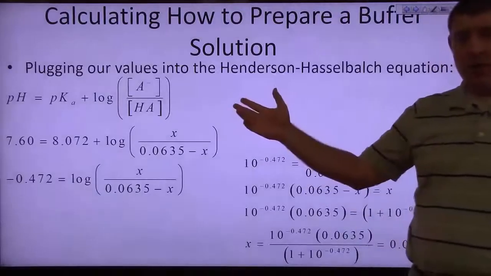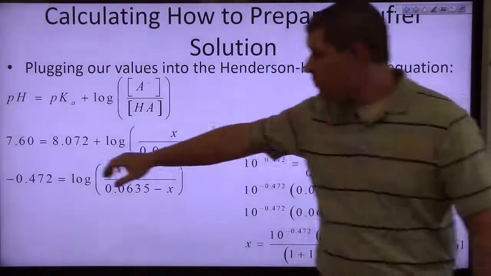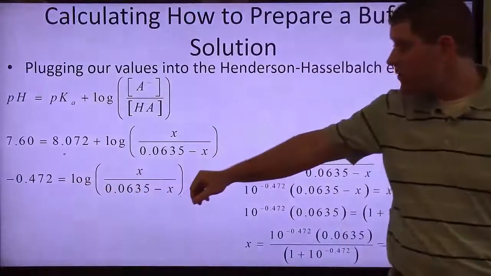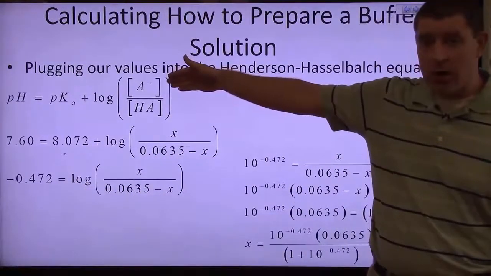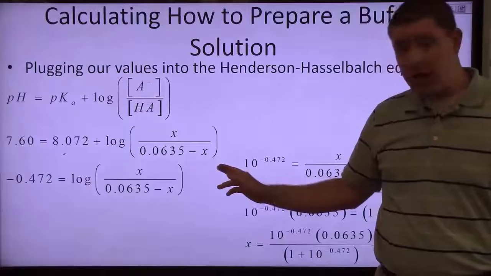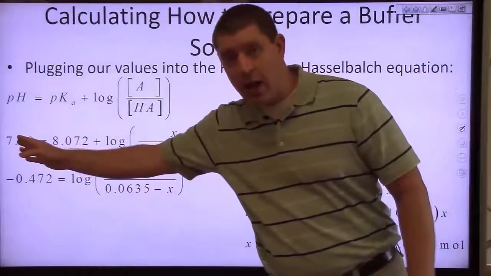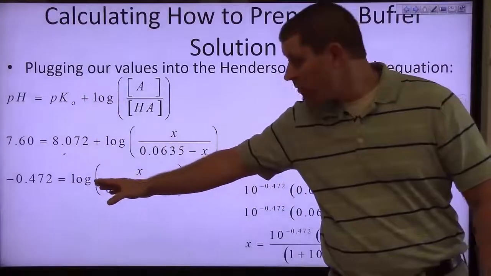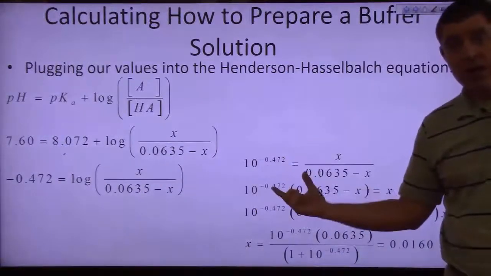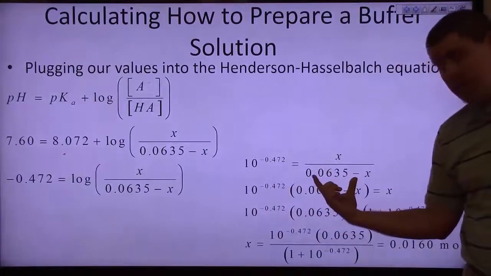And so now if we plug these values into our Henderson-Hasselbalch equation, we plug in the pH of 7.60, the pKa of 8.072, and then we plug in X for our base concentration and 0.0635 minus X for our acid concentration. We can then combine our pH and pKa on one side, so we get minus 0.472 on the left, and this log term on the right. We can then raise 10 to the power of both sides, and that gives us this exponential on the left and this fraction on the right.